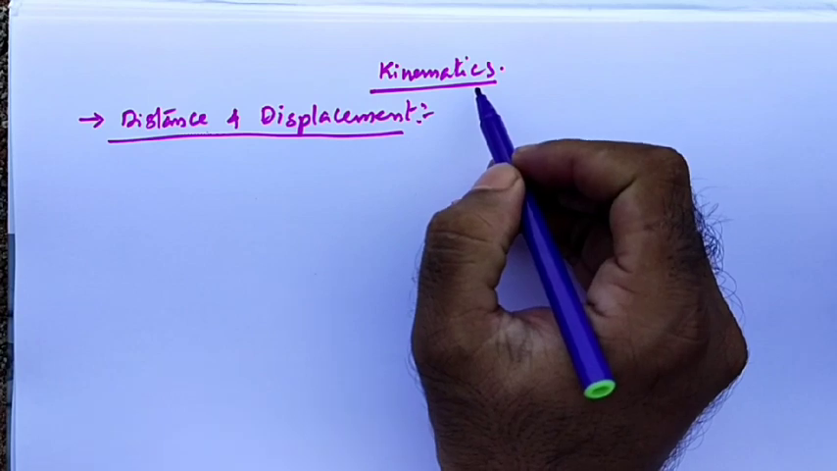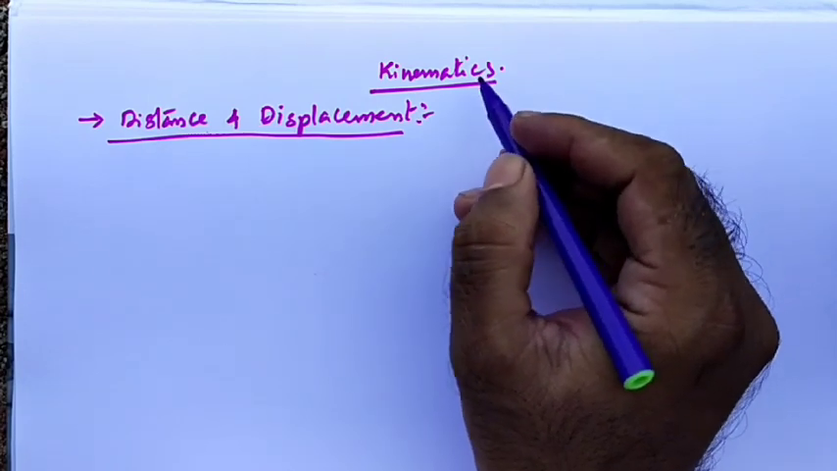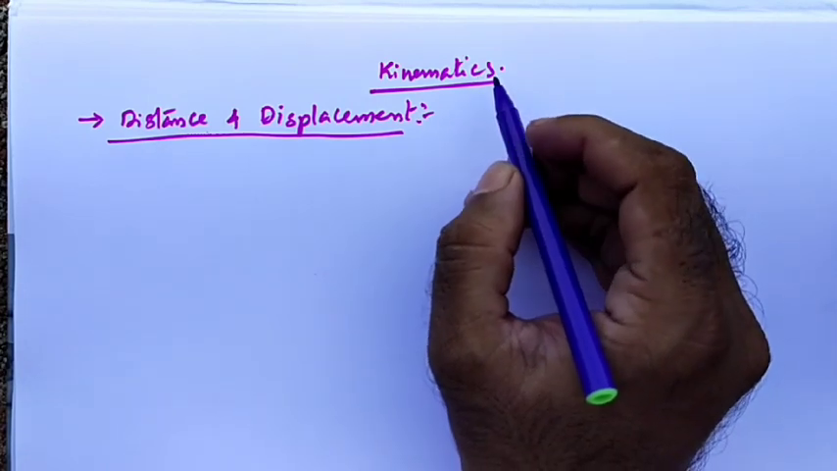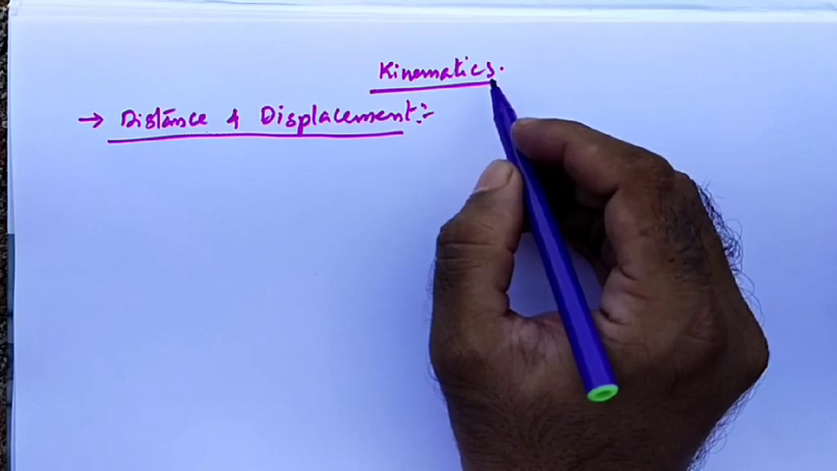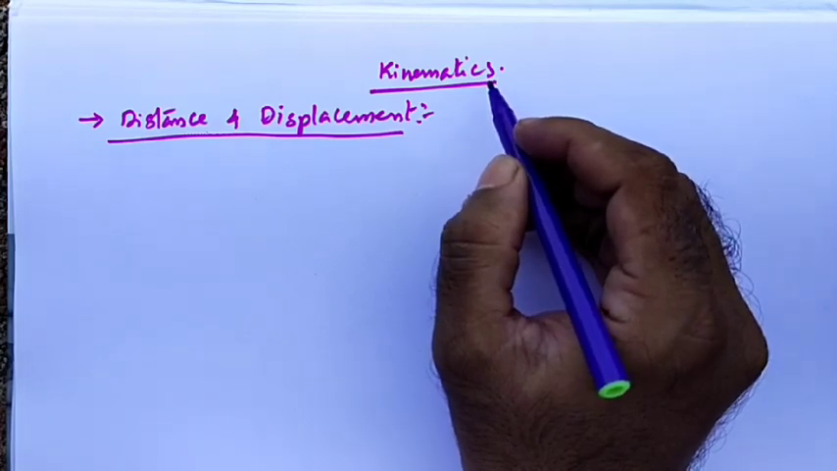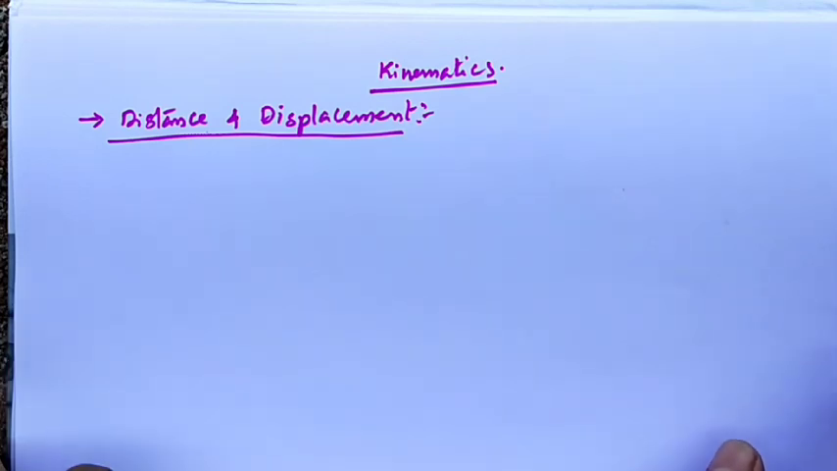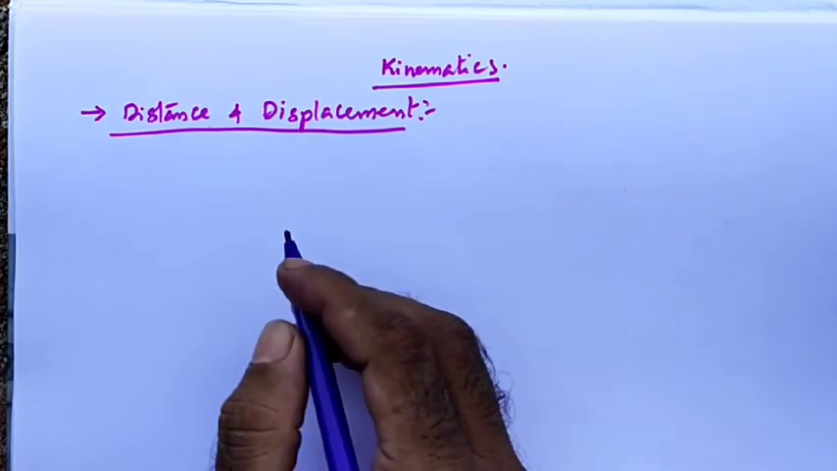So yesterday I said kinematics. What is kinematics? Kinematics is a branch of mechanics which deals with the motion of an object, right? And rest and motion we have seen. Now let us see distance and displacement.